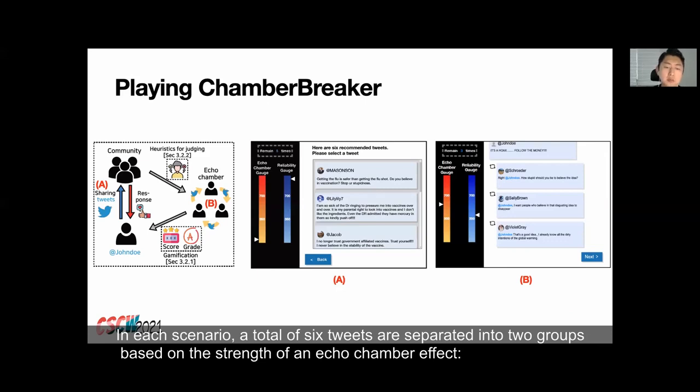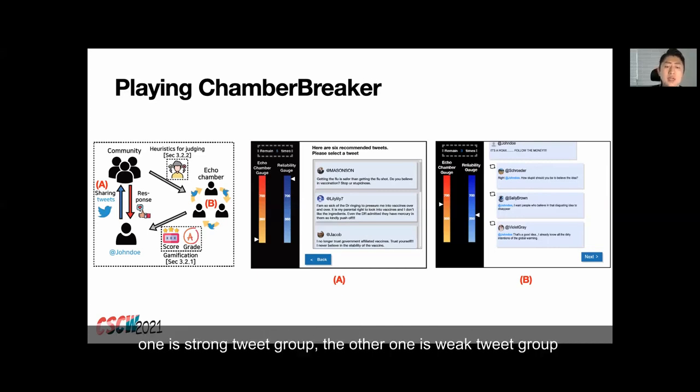In each scenario, a total of 6 tweets are separated into two groups based on the strength of the echo chamber effect. One is the strong tweet group, the other one is the weak tweet group. If a strong tweet is chosen, the player can get a higher score. For each scenario, the player can have 5 attempts at most.